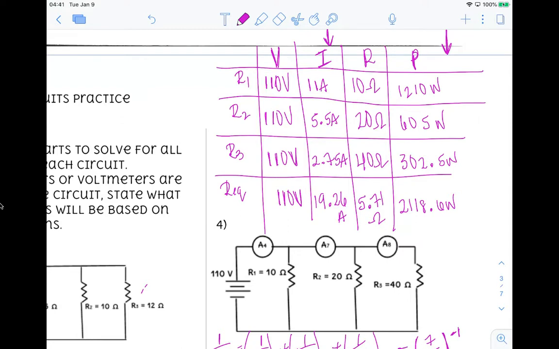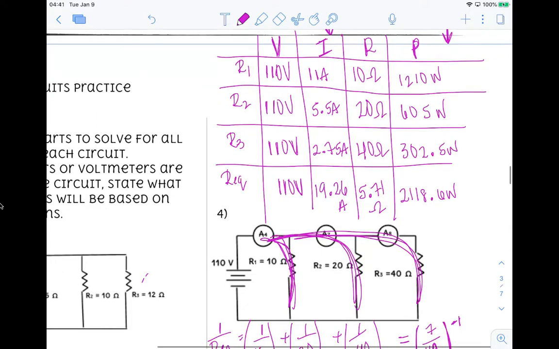Now, if you look at where your placements are for your ammeters, we look at A4. These are just labeled as A4, A7, and A8 just because they're labels. The numbers don't mean anything. It's just the way that I labeled them. So we look at A4. A4 has the ability to travel down 1, 2, and 3 paths, which means that it's going to read all 3 currents. It's going to read 19.26 amperes.